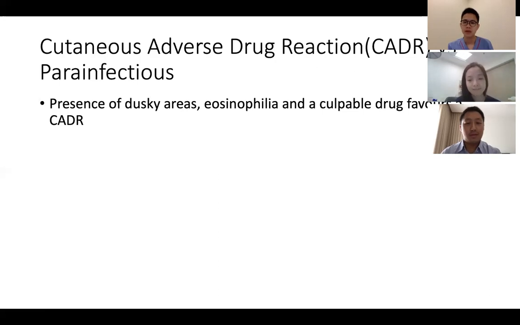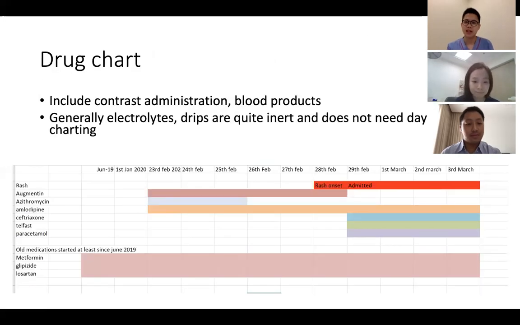Okay, next up, the drug chart. I think this is what residents kind of dread, because we need to plow through the EMR. So what are your tips on being efficient and effective in coming up with a good drug chart?